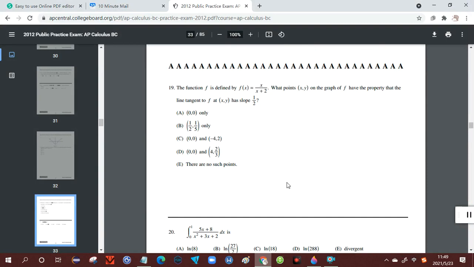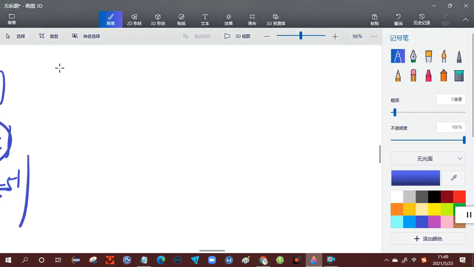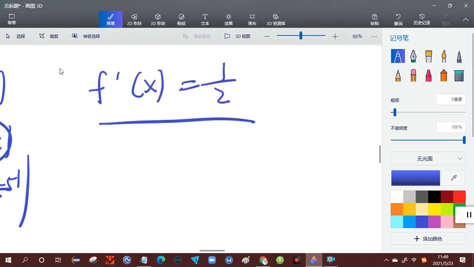On which graph the function f(x) is defined as f(x) is equal to x divided by x plus 2. At which point (x, y) on the graph does f have the property that the line tangent to f at (x, y) has slope 1 over 2? What does it mean? This means that f'(x) is equal to 1 over 2, and we are required to find this.